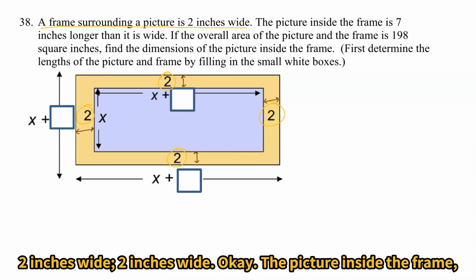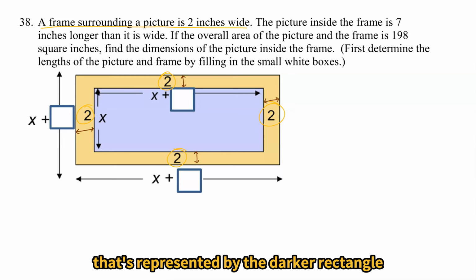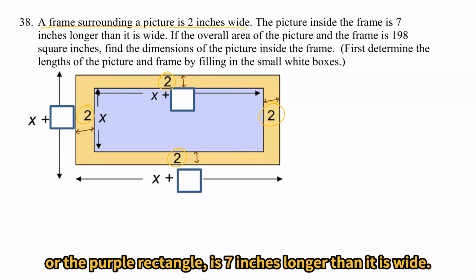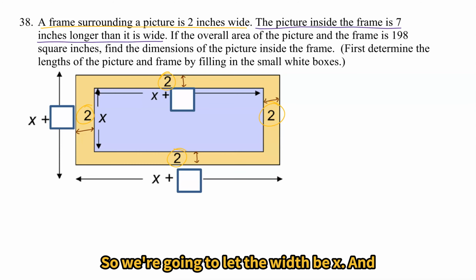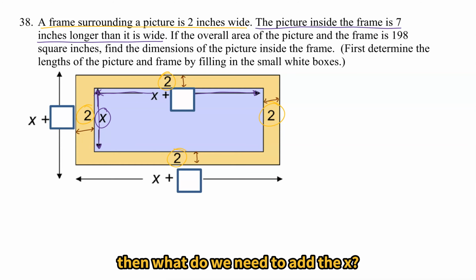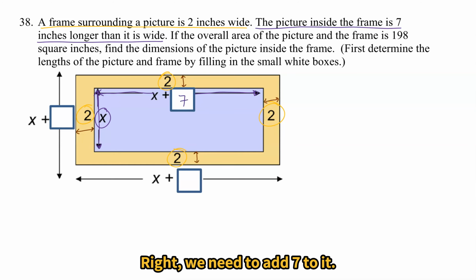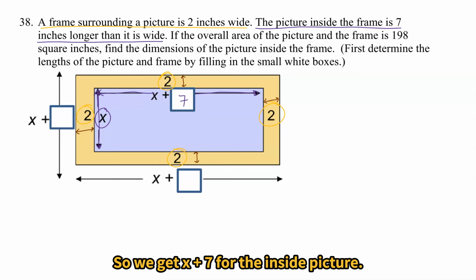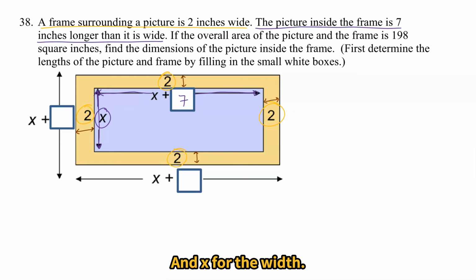Okay? The picture inside the frame, that's represented by the darker rectangle or the purple rectangle, is 7 inches longer than it is wide. So we're going to let the width be x, and if it's 7 inches longer than it is wide, then what do we need to add to x? Right, we need to add 7 to it. So we get x plus 7 for the inside picture and x for the width.